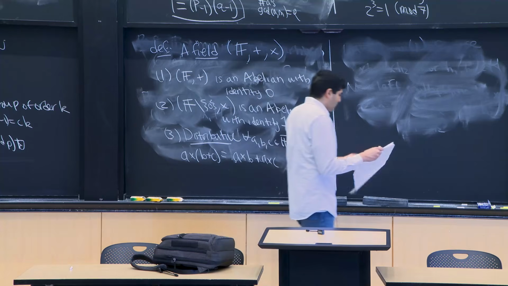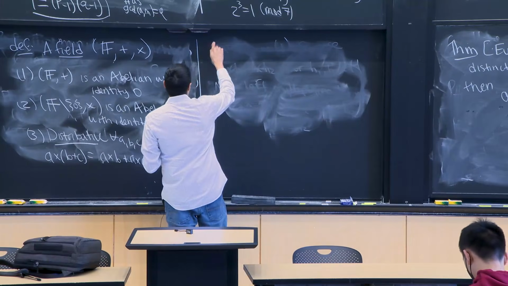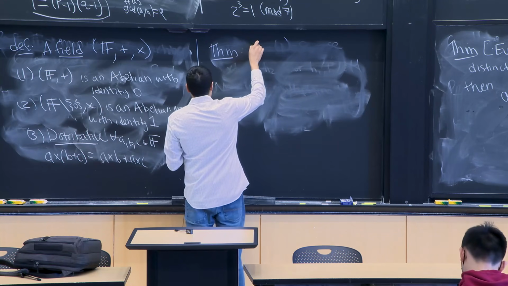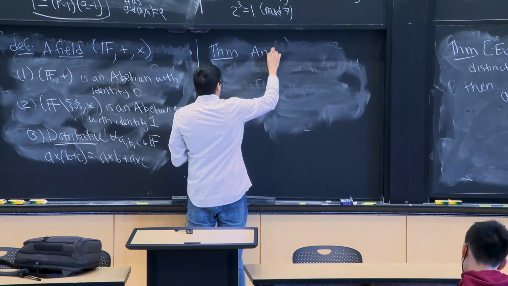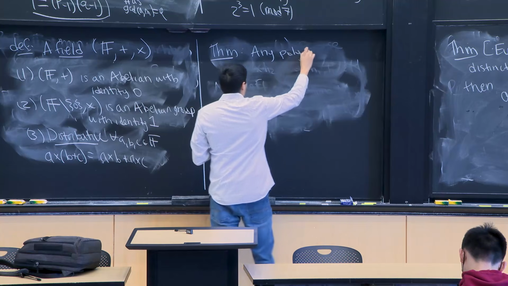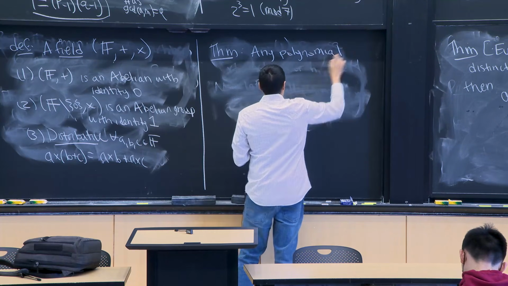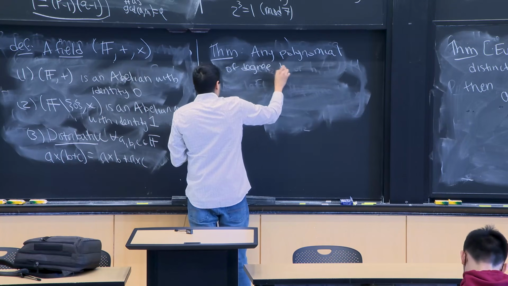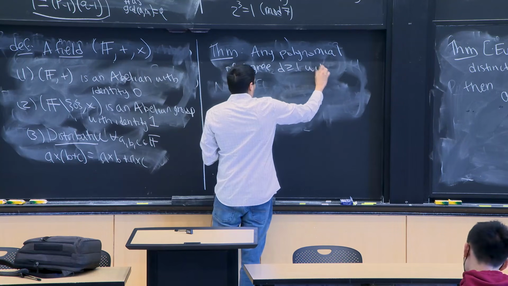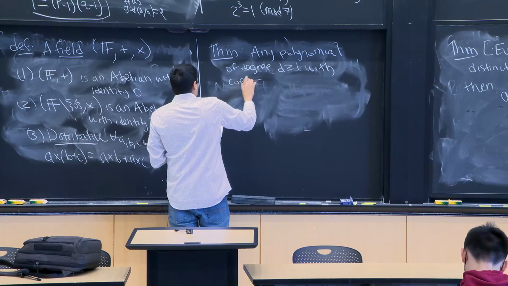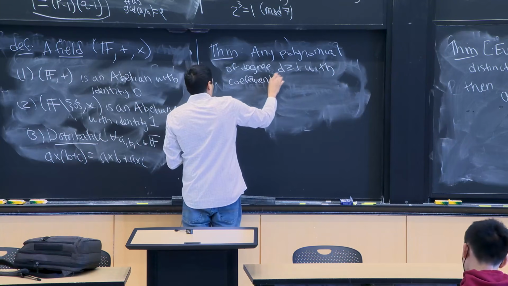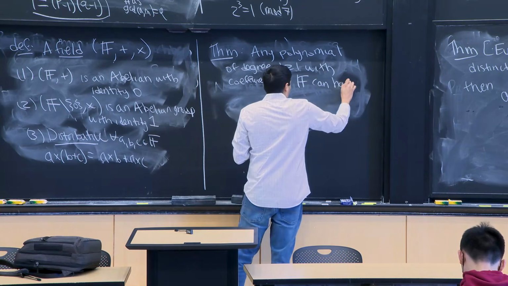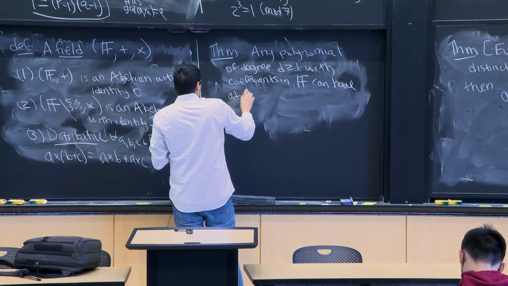And now here's an amazing theorem, which we're going to use later on when we do more crypto. What I claim is that any polynomial of degree d, at least 1, with coefficients in my field can have at most d roots in F.